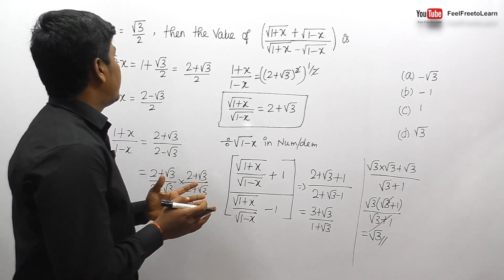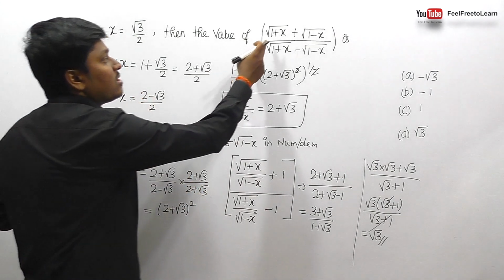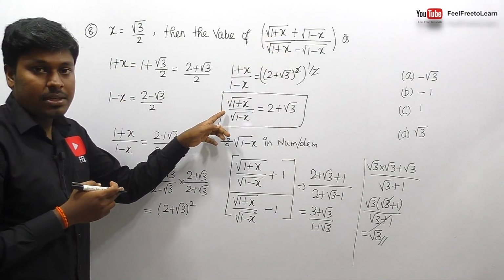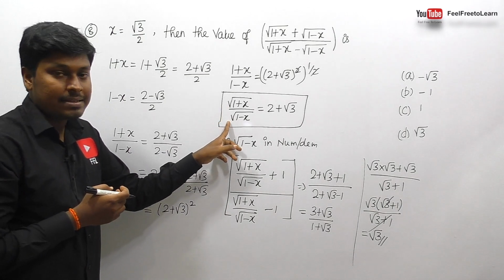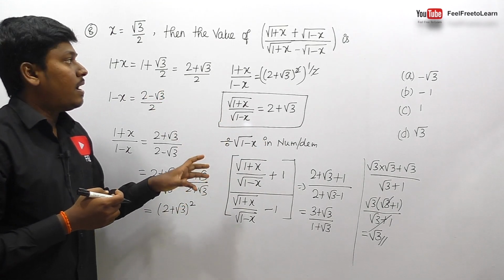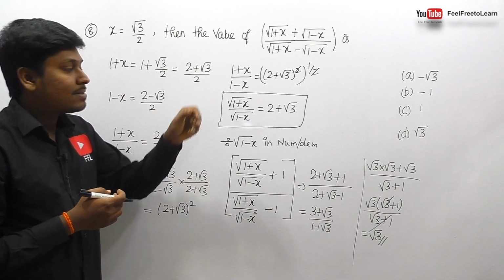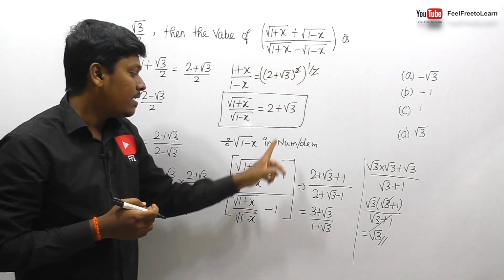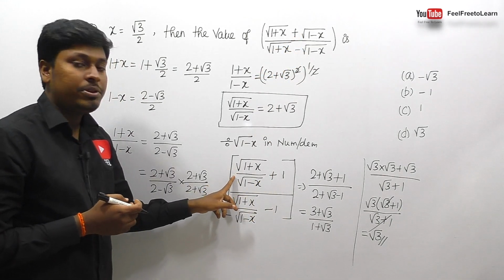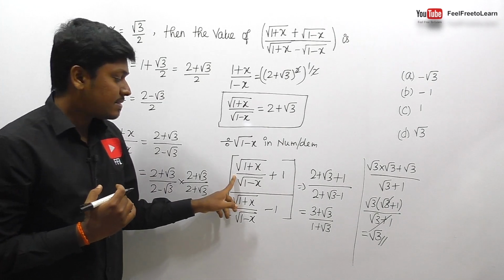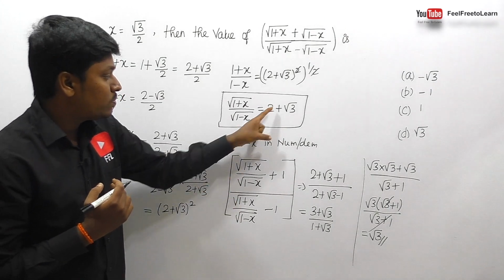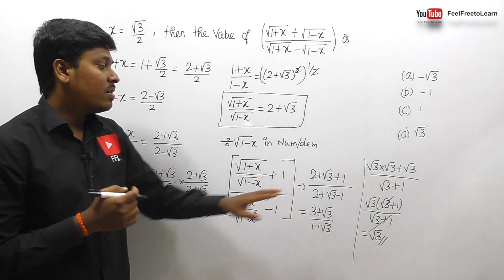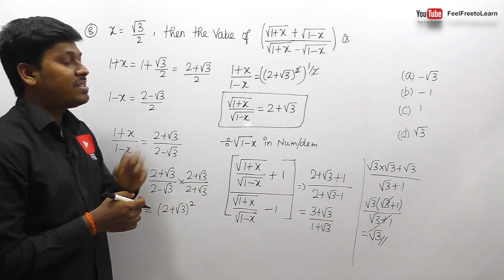So friends, remember that by using the value of x, first of all we found the value of 1 plus x, then we divided by 1 minus x and took the root of both terms, root of 1 plus x and root of 1 minus x. So finally we got 2 plus root 3. And we need to divide by root of 1 minus x in the given expression, so the resultant will be root of 1 plus x divided by root of 1 minus x, whose value is 2 plus root 3. So 2 plus root 3 plus 1 divided by 2 plus root 3 minus 1. By solving the expression we got the answer root 3 for question number 8.